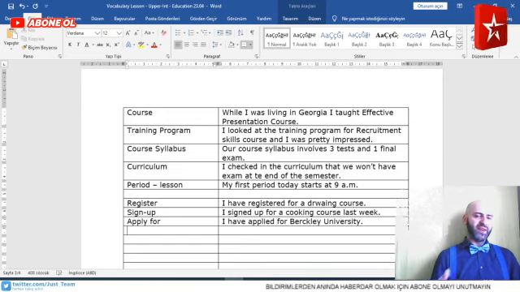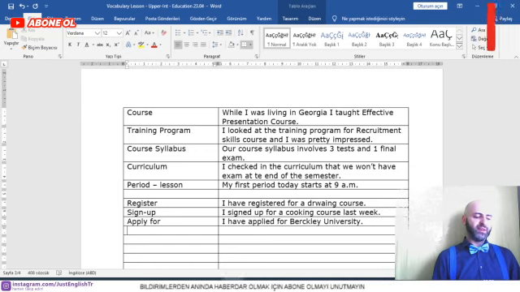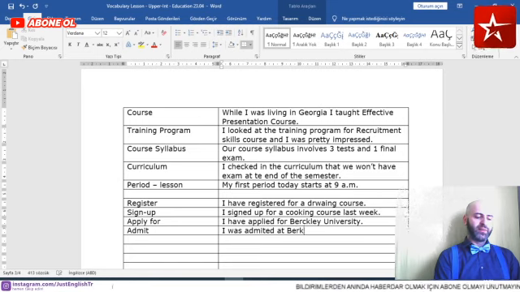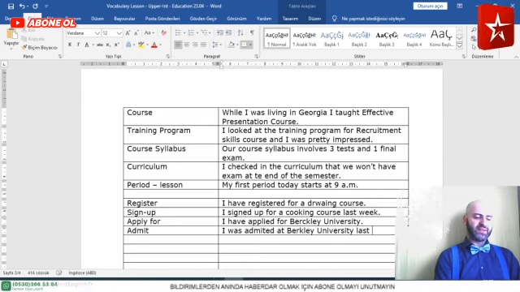If university accepts you, we can use, of course, the verb accept, I was accepted, or we can also use verb admit. I was admitted at Berkeley University last semester.